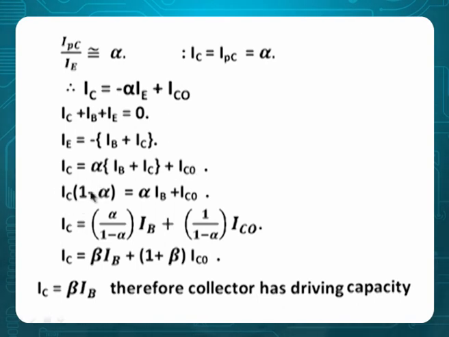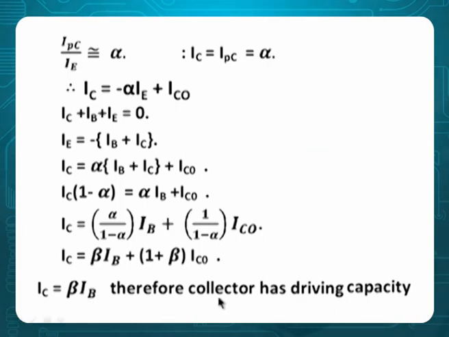If you take IC common, 1 minus alpha, alpha IB and all that. So IC is equal to alpha by 1 minus alpha into IB plus 1 by 1 minus alpha into ICO. As our conversion says, alpha by 1 minus alpha is beta, 1 by 1 minus alpha is gamma, that is nothing but 1 plus beta. Therefore, IC is equal to beta times of IB plus 1 plus beta times of ICO. And if you neglect this minority current, IC is equal to beta times of IB. Therefore, collector has a driving capacity. It can drive any amount of current.